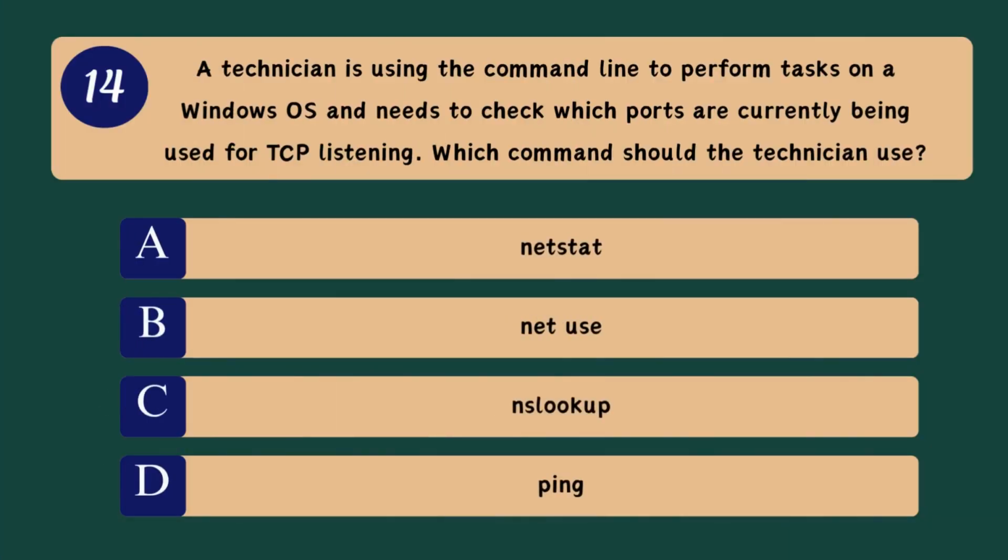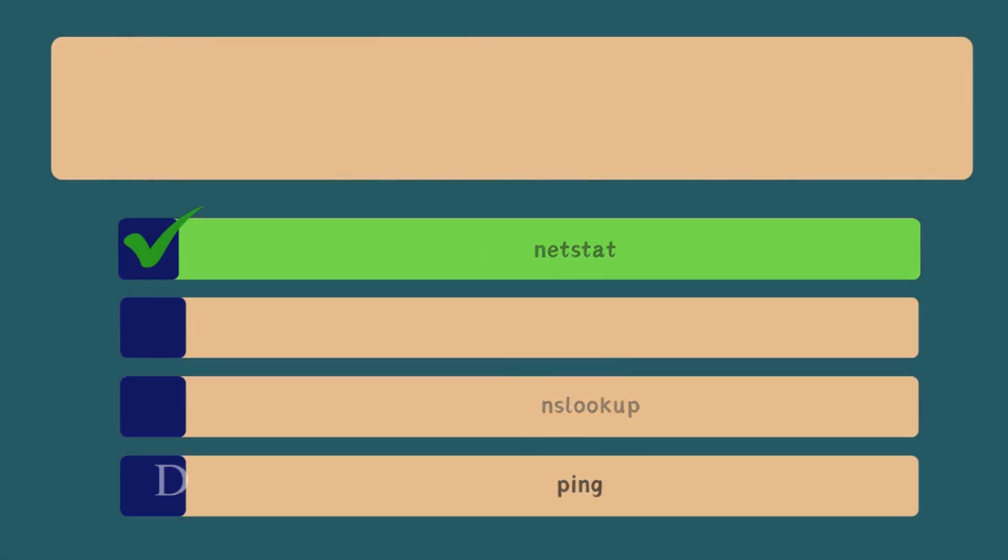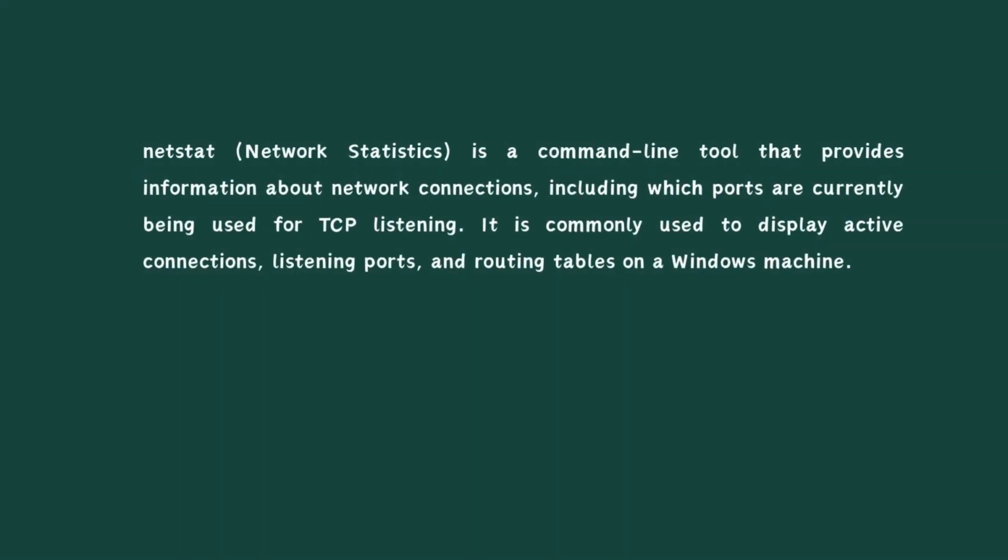Question 14. A technician is using the command line to perform tasks on a Windows OS and needs to check which ports are currently being used for TCP listening. Which command should the technician use? A. Netstat. B. Net use. C. nslookup. D. Ping. Correct answer. A. Netstat. Netstat, Network Statistics, is a command line tool that provides information about network connections, including which ports are currently being used for TCP listening. It is commonly used to display active connections, listening ports, and routing tables on a Windows machine.